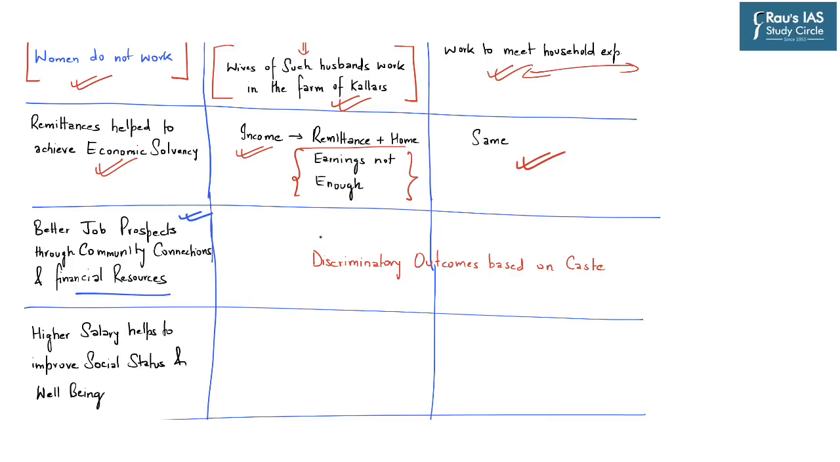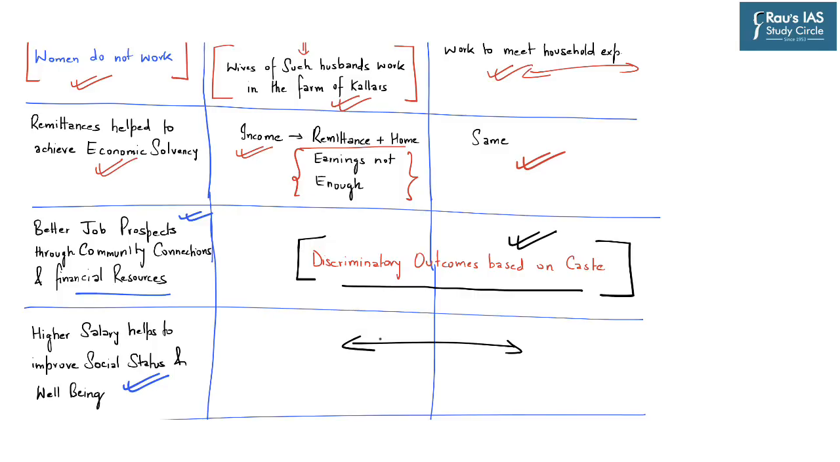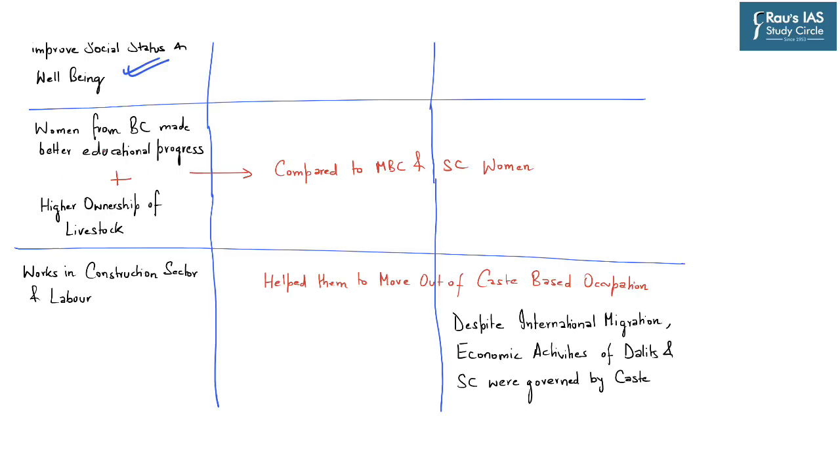So here the author has highlighted that for the people belonging to MBC and SC, there were discriminatory outcomes based on caste. Now, because of higher earnings, the members from Kallar community improved their social status and also their well-being in the society. But the same could not be said for the members of Mupanayars or Parayars. Further, the article says that women from the backward caste community made better educational progress, and also they had higher ownership of livestock as compared to the women belonging to Mupanayar or Parayar community.